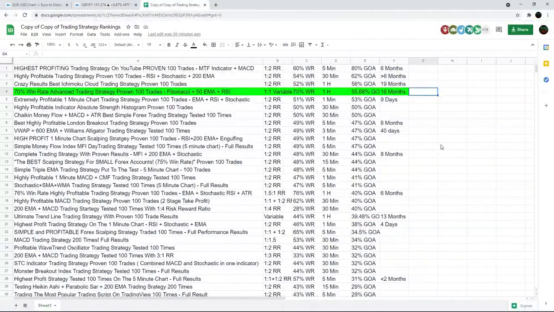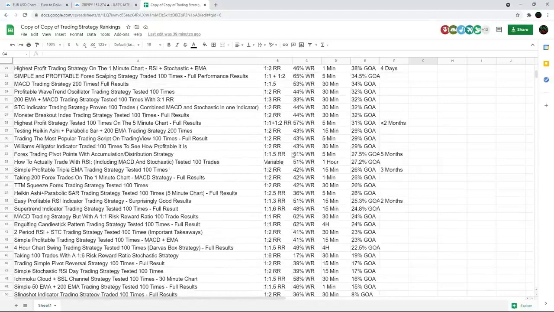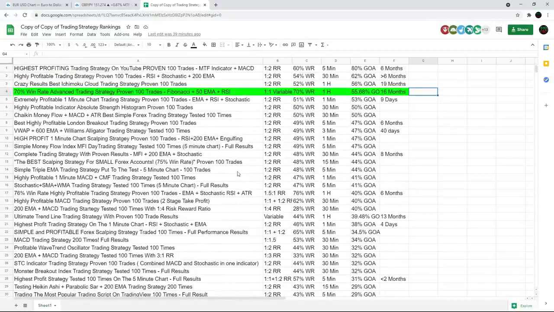All right, here it is on the spreadsheet. Falling at spot number 4 out of 60 strategies tested so far on the channel, doing extremely well. And what's interesting is a lot of the top strategies use hidden divergence. So we got number 2, number 4, number 5, and number 12 all using hidden divergence. So you can kind of rest assured that it does in fact work pretty well.